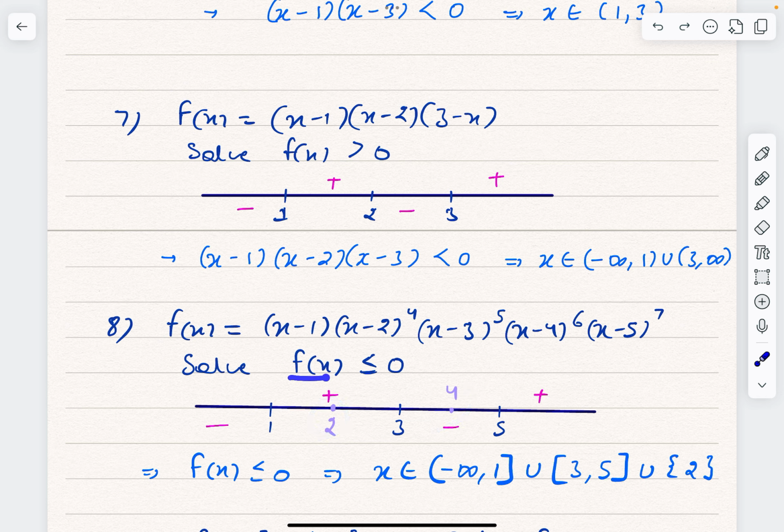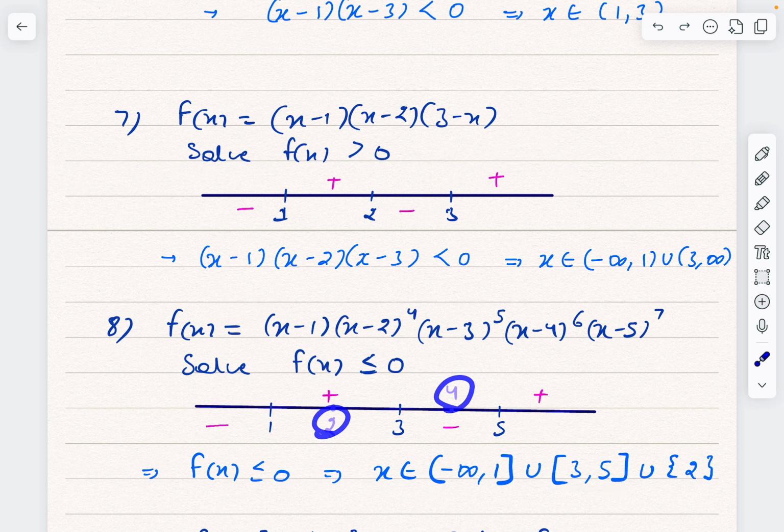They want f(x) to be less than or equal to 0, meaning negative or 0. So where do you see negative? Before 1, between 3 and 5. So before 1, we have x belongs to minus infinity to 1 closed. Closed because you want equal to 0 also. Union 3 closed to 5 closed. Union the roots which we have taken separately.